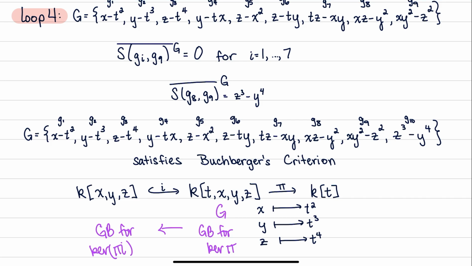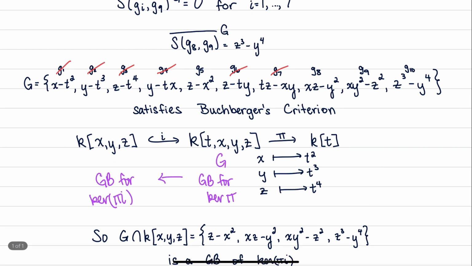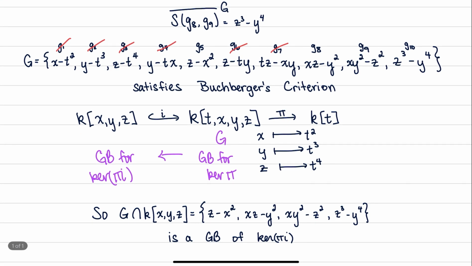So let's see. We don't need G1, G2, G3, or G4. There's a T, there's a T. That should be it. These 4 that are left should do it. And indeed, now we have a Gröbner basis of the kernel of pi after I. So we have a Gröbner basis, which is a generating set, so we know that we found sufficiently many polynomials that actually are going to generate all of the ones that vanish on the points we were looking for.